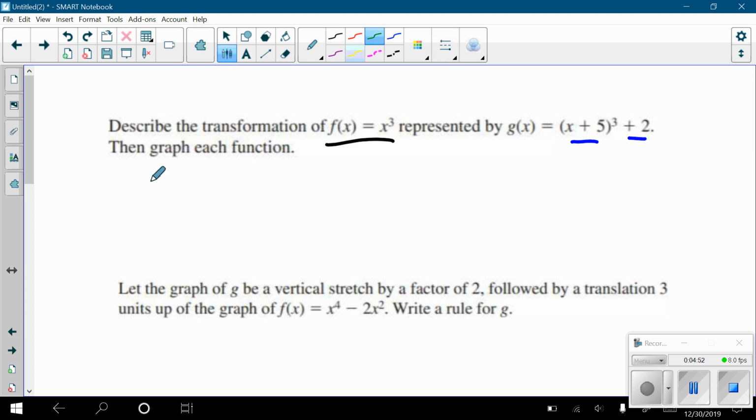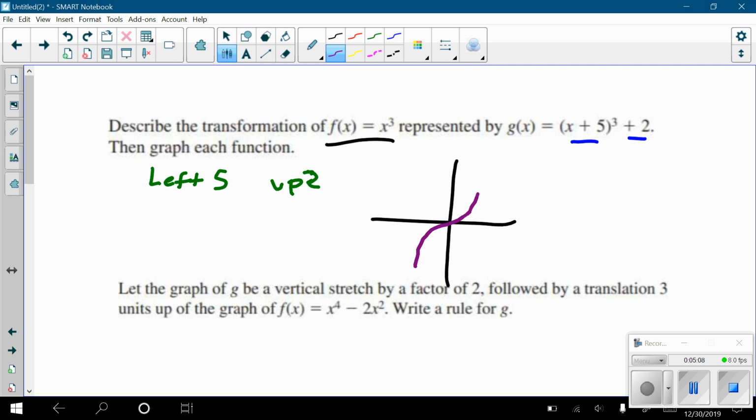All right. Well, plus 5 on the inside moves it left 5. Plus 2 on the outside moves it up 2. All right. Now I need to know that f of x equals x cubed looks like this. So that's what f of x would look like. So then g of x would look the same, except for it to be moved left 5 and up 2, and have that same shape. Nothing else would change. Just kind of that point that it wiggles through would change.